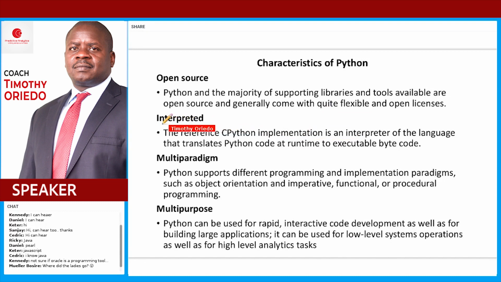It's purely free. The other characteristic is interpretation. The reference CPython implementation is an interpreter for the language that translates Python code at runtime. The effect is that it's multi-paradigm. It means Python supports different programming and implementation paradigms such as object orientation, imperative, functional, or procedural programming.